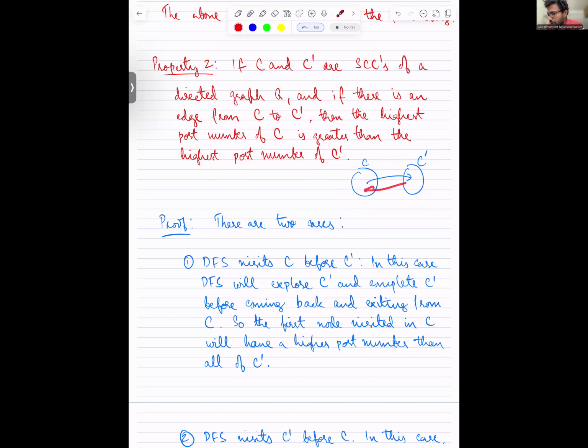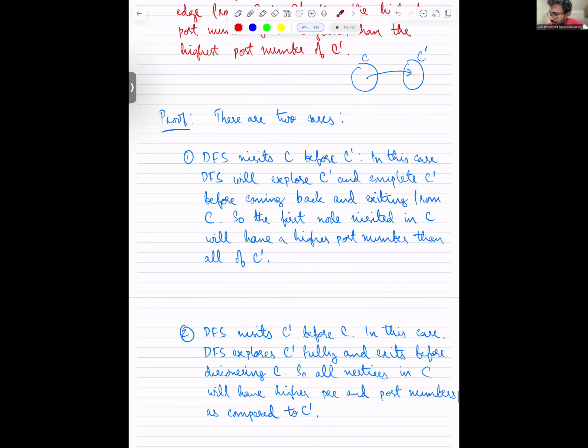There won't be any edge like this, and there won't be any edge like this, which leads to another component, and then that leading to this, because that also creates the same issue. So you would complete the exploration in C prime before you start the exploration in C at some point. Which means all the pre-post numbers of C prime would be disjoint from all the pre-post numbers in C, which means all the post numbers of C will be higher than all the post numbers of C prime. In fact, all the pre-numbers of C itself will be higher, right?